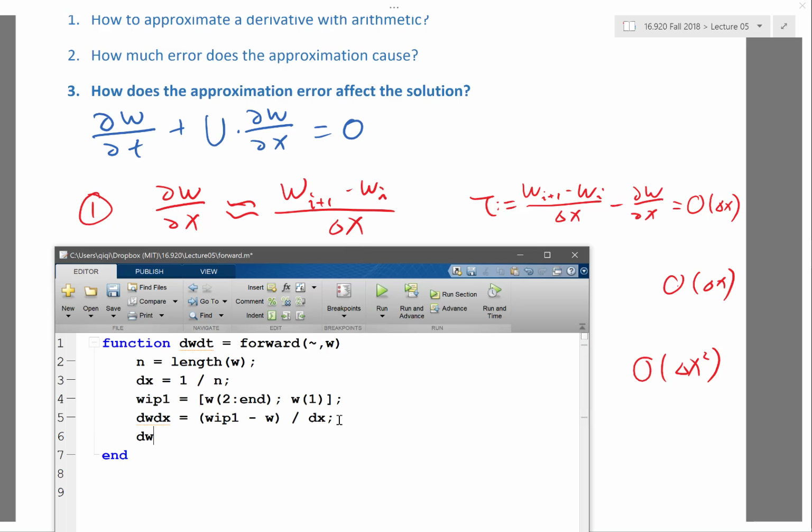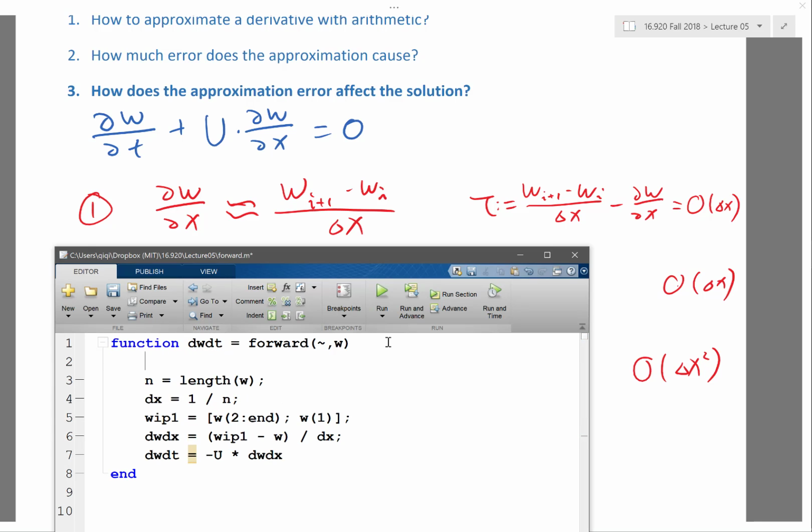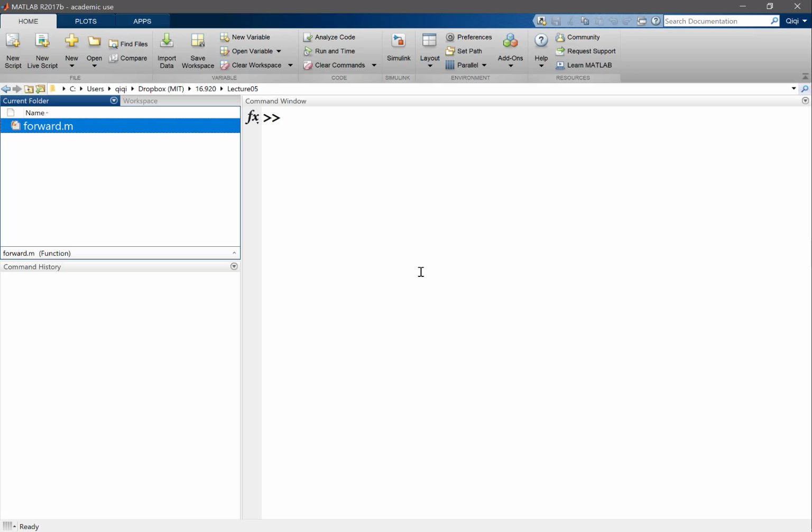Now my dw dt would be equal to minus u times dw dx. So let's set a u over here. First, let's consider a u that moves. Well, let me actually set a global u here so that we can set our u over here.